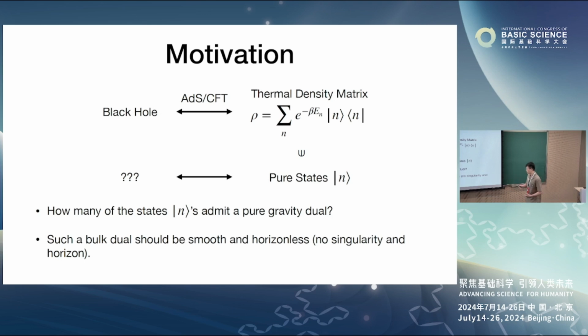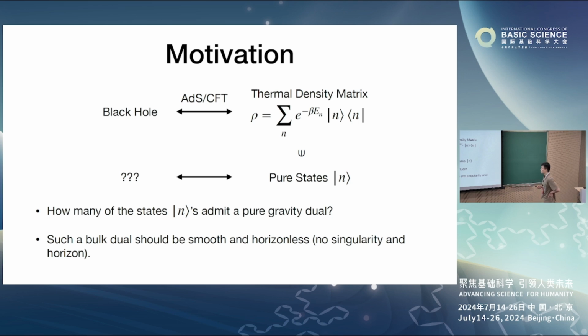Let me try to make this question more specific. So now let's take a particular state in this sum. A black hole is described by a density matrix, and we pick a pure state in this density matrix. I would like to ask the question: what's the bulk dual of this pure state? And more specifically, how many of these states admit a pure gravity description? You may think that some of them may not be describable using pure gravity. You may need to use string theory to describe them. I would like to know how many of them I can describe purely using gravity, the IR effective gravity theory.